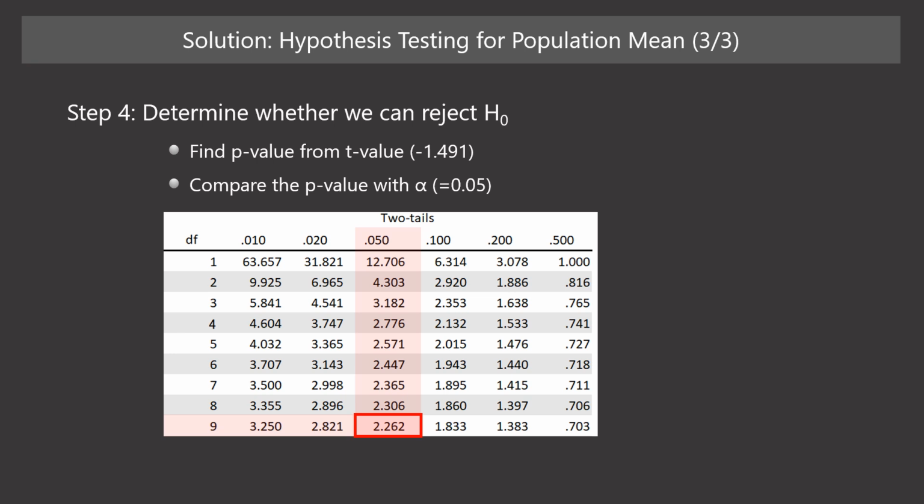Its absolute value is larger than that of the t-value computed in the previous step, minus 1.491. We can reject a null hypothesis only when the t-value specified in the data is larger than the t-value located in the corresponding intersection in the t-distribution table. So, here we cannot reject a null hypothesis. So, the conclusion should be that we cannot say the population mean is different from 5.0.